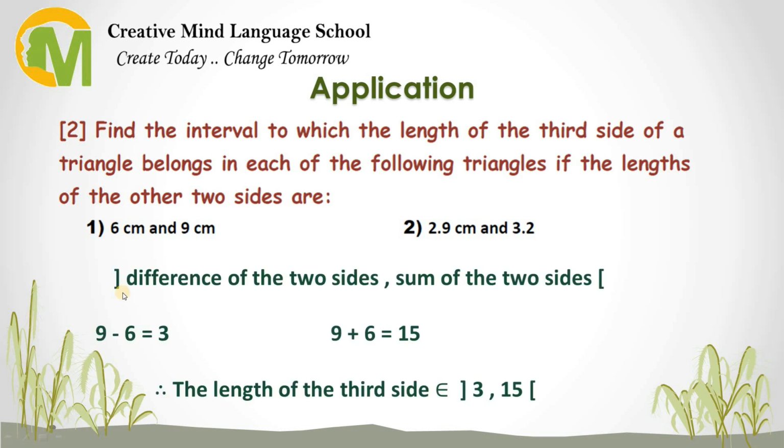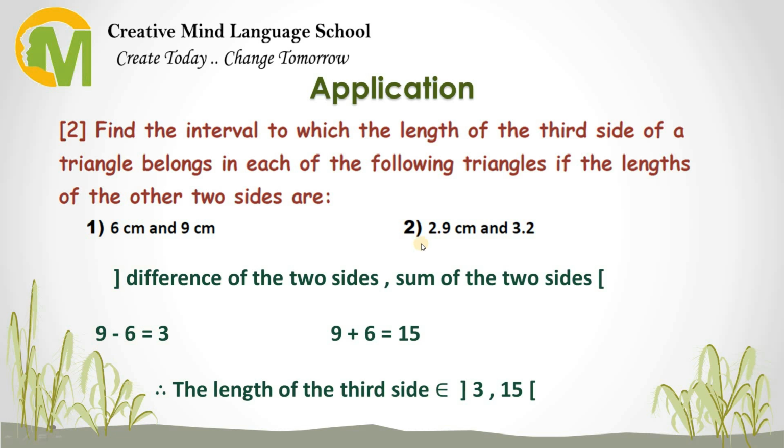We have a rule to calculate the interval of the length of the third side. We need to know the difference of the two sides and the sum of the two sides. As easy as it is, we will subtract these two numbers and add these two numbers and put them in an open interval, and the example is done. Here we have 9 minus 6 equals 3. 9 plus 6 equals 15. Therefore, the length of the third side belongs to the open interval (3, 15). Just remember here that the interval is always open.